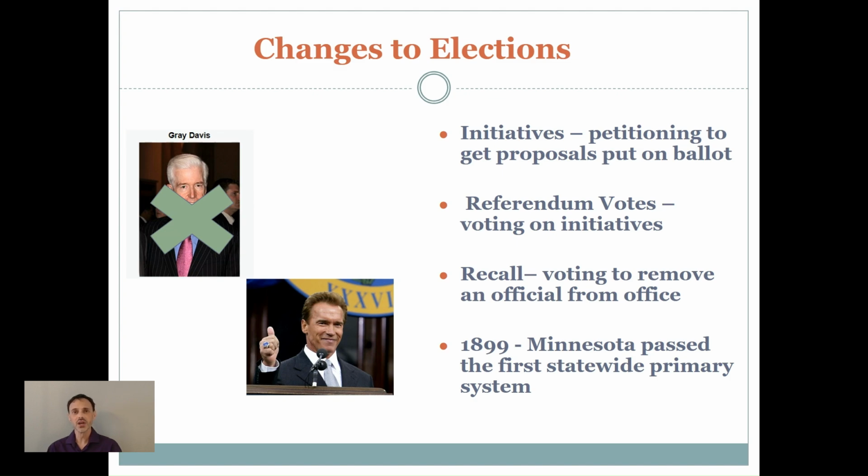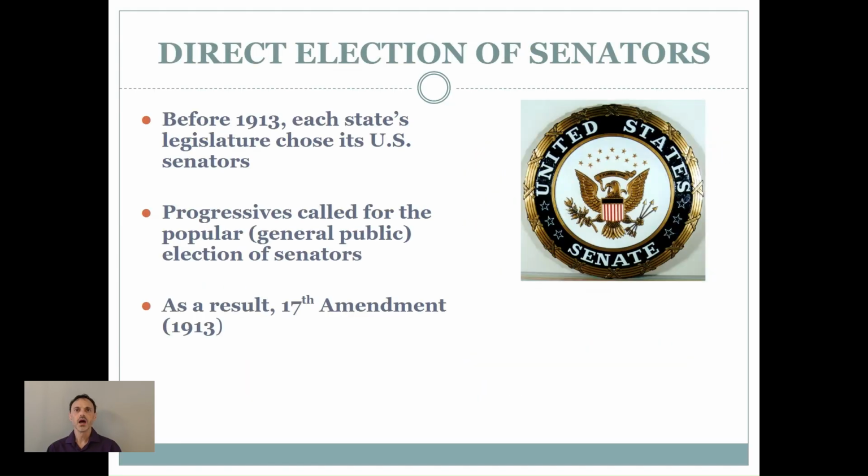With the initiative, people could propose a law, something that the legislature had normally done, through a petition process. And with the referendum process, the citizenry of a state is able to vote to make a proposal a law rather than waiting for the mayor or the governor to sign it into law. So these changes tend to be found at the state level. There is one change at the national level, and that's the direct election of senators through the 17th Amendment.